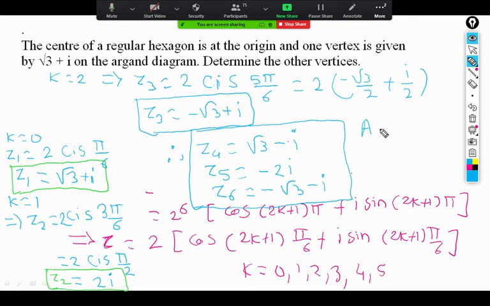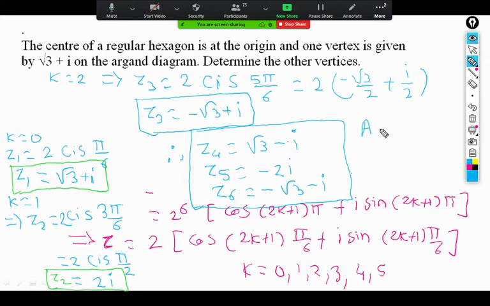Sir, in the exam, can we do it like this? Yes, you can do it like this in the exam, but you should give the reason there. You should say that complex roots always occur in pairs with their conjugates. Means if z is a root, z bar is also a root of that complex number. That is a property itself, so we can use it. You can write that way also in the exam.